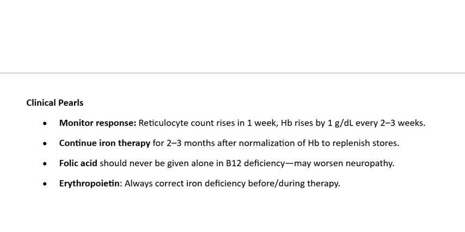How long should we continue iron therapy once the patient's hemoglobin level is back to normal? Should we stop right away? No, definitely not. You need to continue iron therapy for typically 2 to 3 months after the hemoglobin level has normalized. Why so long? This is crucial to replenish the body's iron stores, the ferritin levels we talked about. Correcting the hemoglobin fixes the anemia, but replenishing stores prevents a rapid relapse.